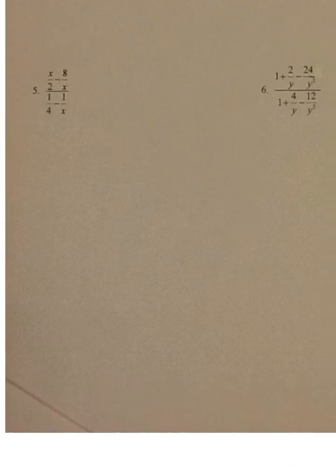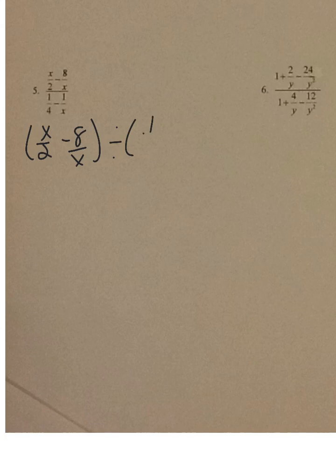Okay, so let's start by rewriting number 5. So I have x over 2 minus 8 over x, divided by 1 over 4 minus 1 over x. Okay, so I have to make one fraction in each one. All right, so for the first parentheses, I have a 2 and an x. I'm going to have to multiply top and bottom of the first fraction, numerator and denominator, by x, and the numerator and denominator of the second fraction by 2.